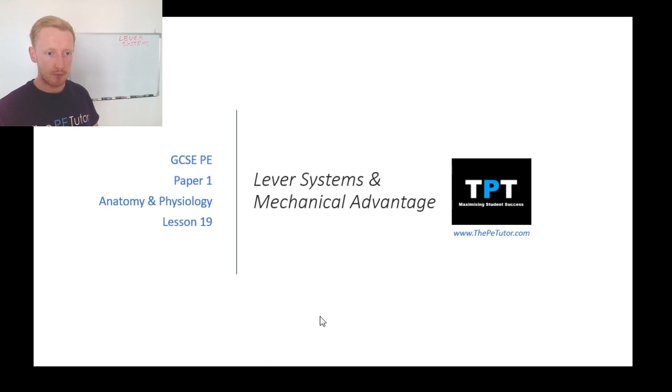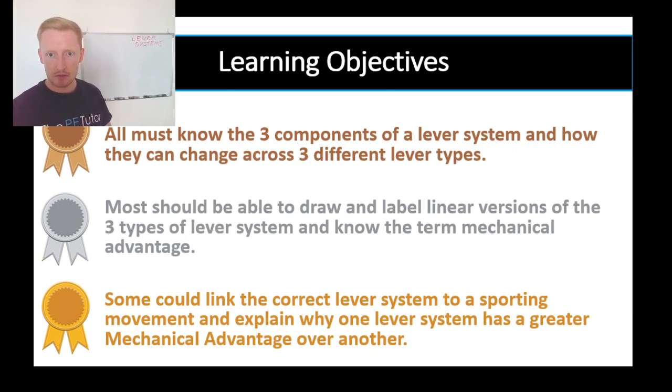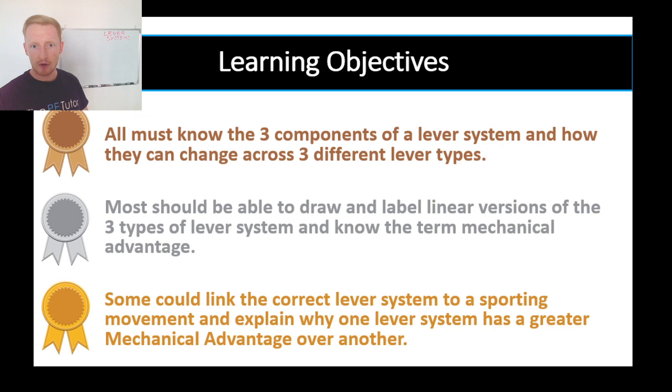So hopefully by the end of this, we should know the 3 different classes, 1, 2, and 3. We should be able to draw these and label them appropriately, and then hopefully some people might even be able to apply lever systems to the body itself in a sporting situation and be able to talk about mechanical advantage, what it is, how we can achieve it, and what impact it might have on sport.